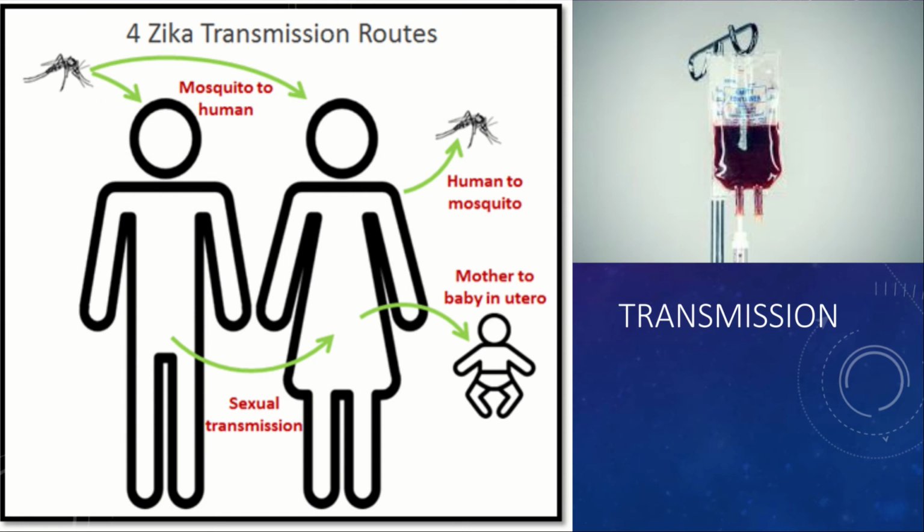Also, there's mother to baby in utero and sexual transmission. There's also if you transfer blood to another person and that person has the Zika virus, then whoever takes up the blood will also get the Zika virus. So all of the transmission is from exchange of bodily fluids.